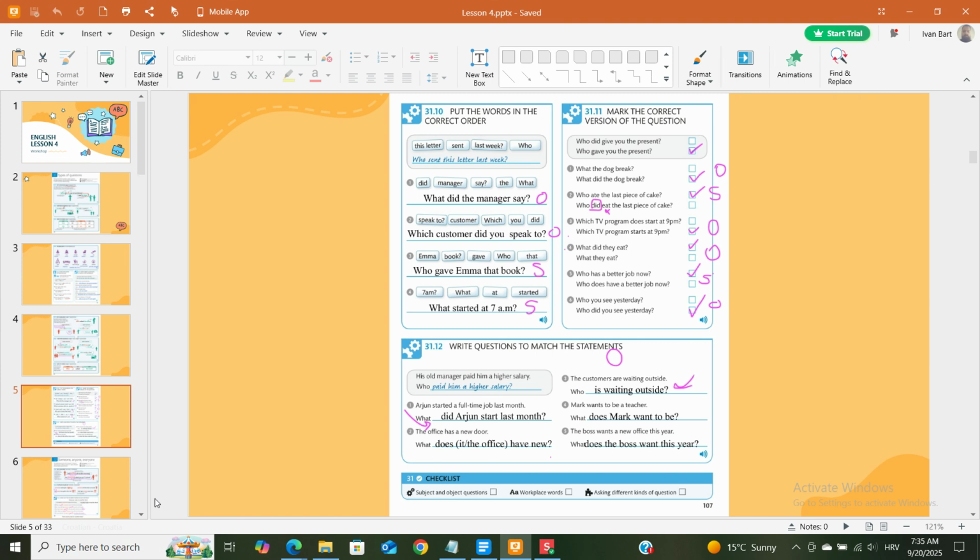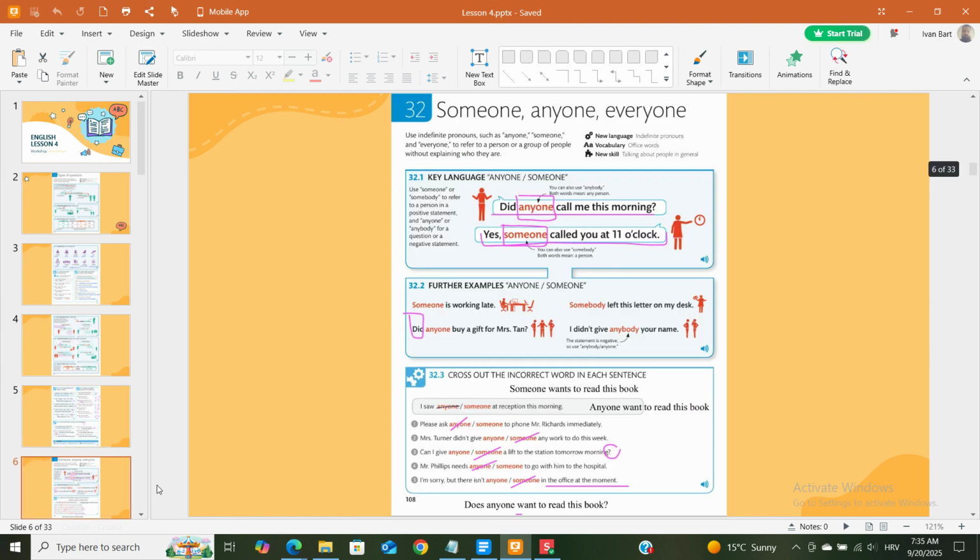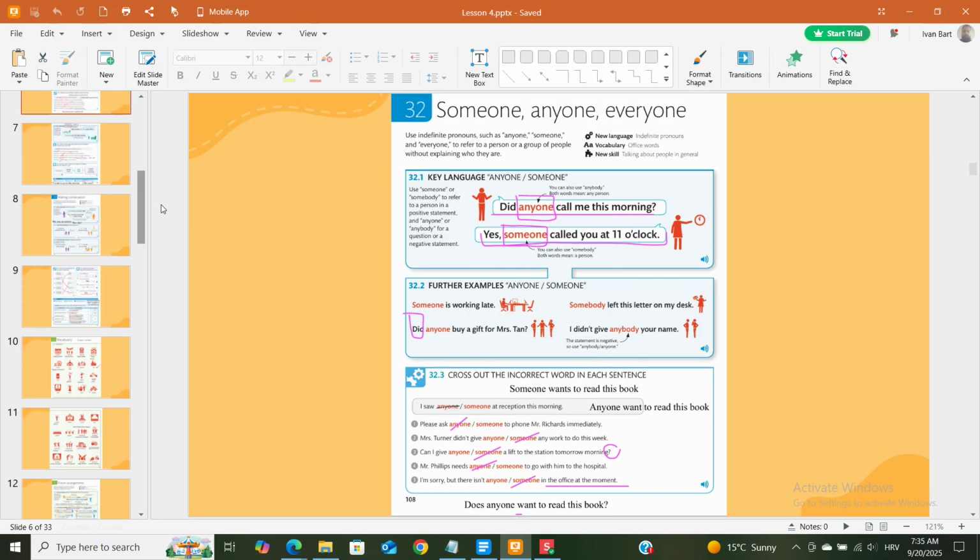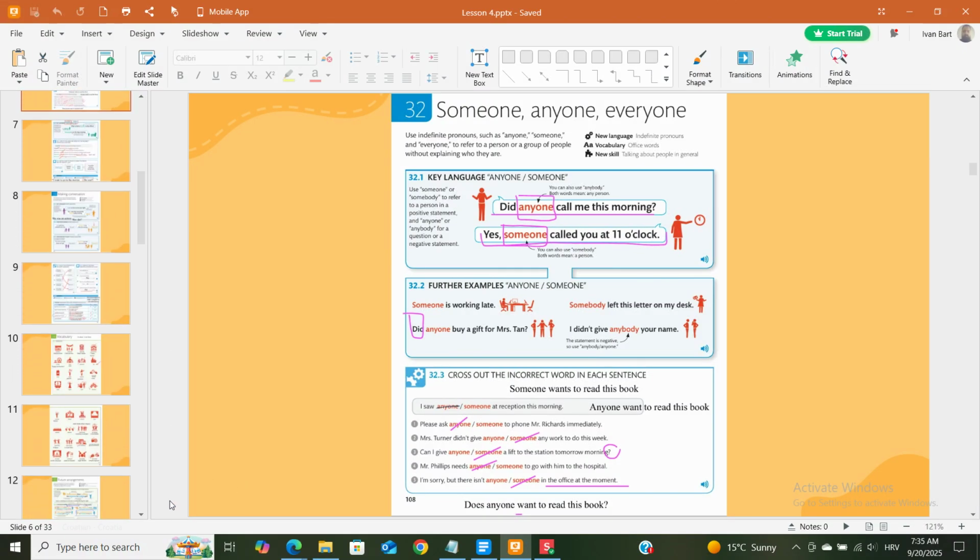31 Checklist. Subject and object questions. Workplace words. Asking different kinds of question. 32 Someone, anyone, everyone. Use indefinite pronouns such as anyone, someone, and everyone to refer to a person or a group of people without explaining who they are.